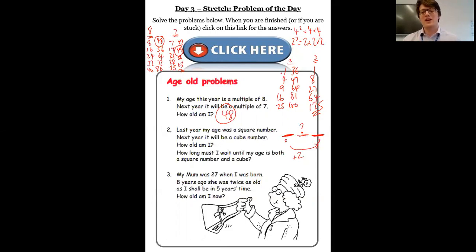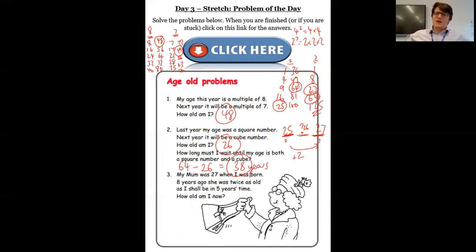So, is there a number here that is 2 less than a number here? And I can see pretty quickly, 25 is 2 less than 27. So, this year I must be 26: 25, 26, 27. How much longer must I wait until my age is both a square and a cube number? Well, 64 is a square and a cube. How much longer do I need to wait though? I need to subtract my current age. 64 subtract 26 is 38 years I need to wait.